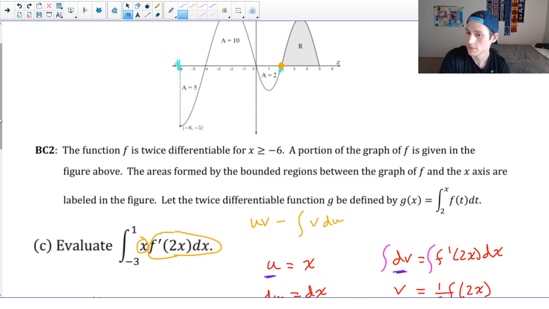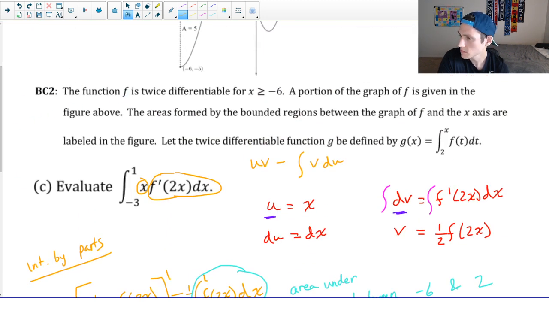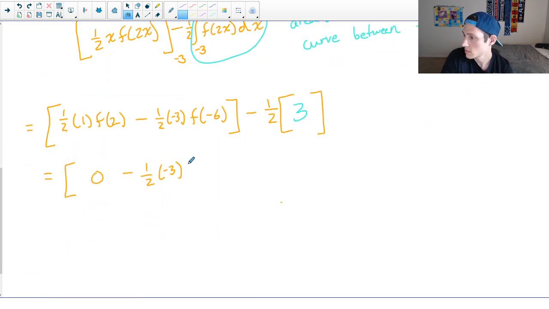f of 2 is 0. Okay, great. So 0 times 1 times 1/2. Awesome. 0 minus 1/2 times -3 times f of -6. Well, what is f of -6? Okay, f of -6 tells me this y value is -5. Minus 3/2.